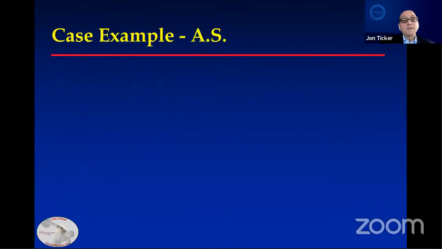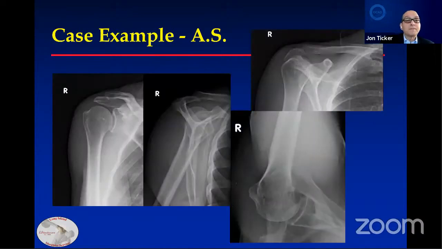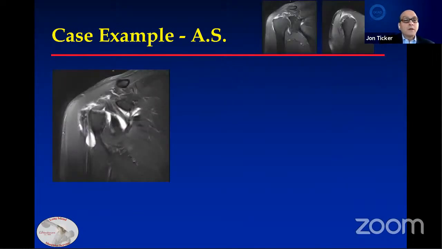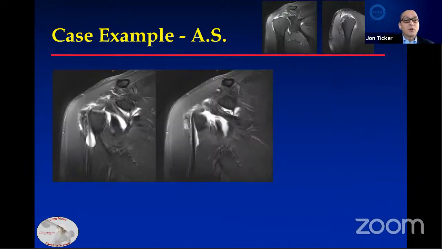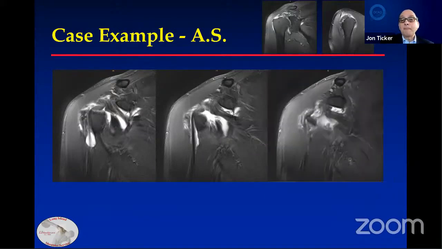So let me give you a case example. This patient AS, these are my x-ray views that I get on patients, an AP and an outlet, and then an axillary and a Zanca view. Here are the coronal cuts. We've discussed some of the interesting findings. You see the fluid around the biceps. You can even see the comma tissue. The subscapularis is medially.